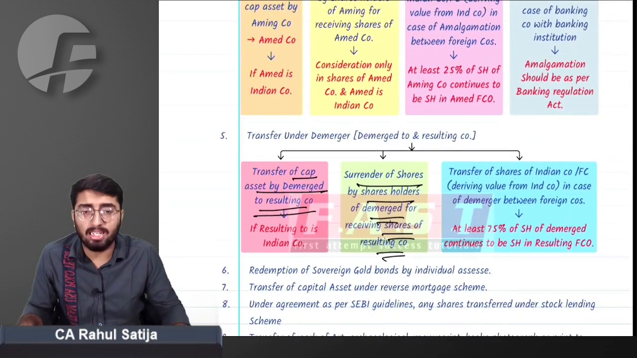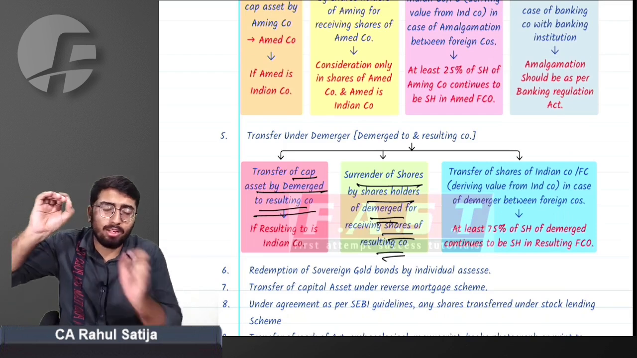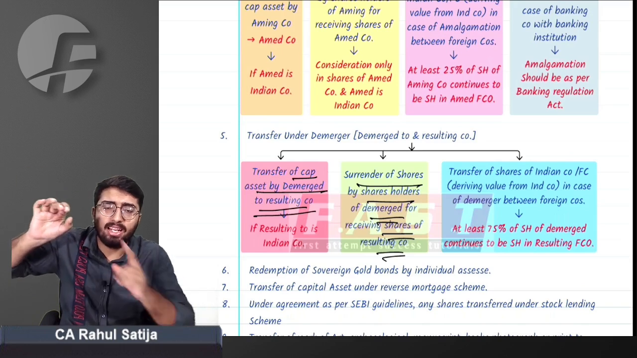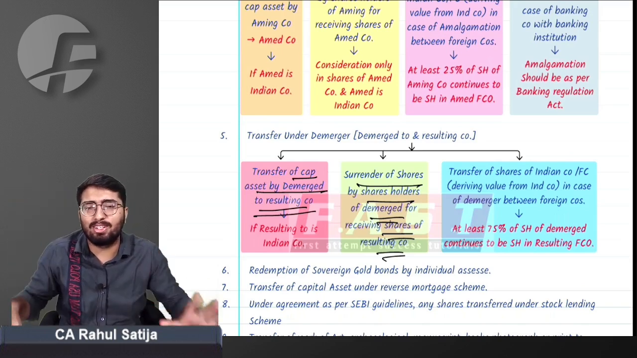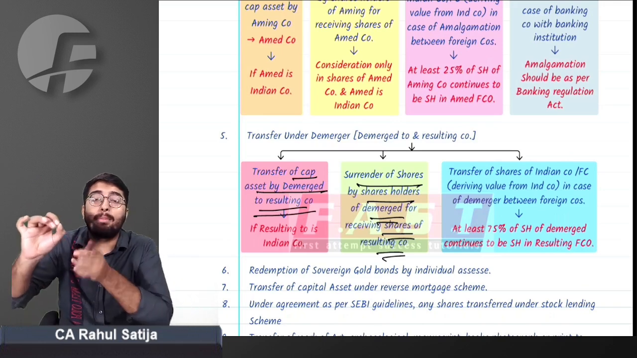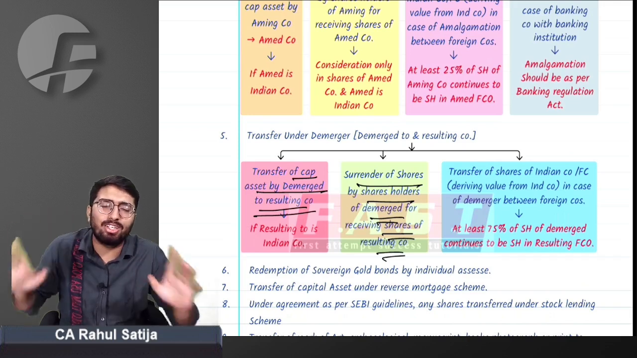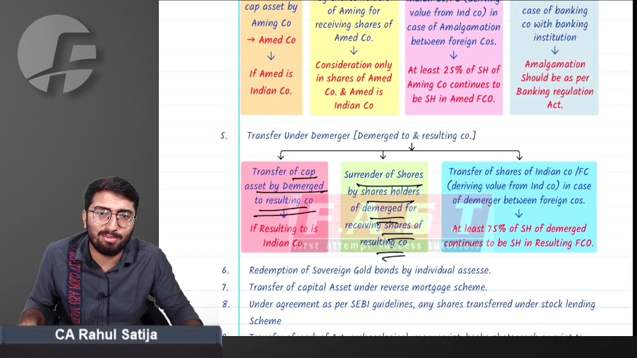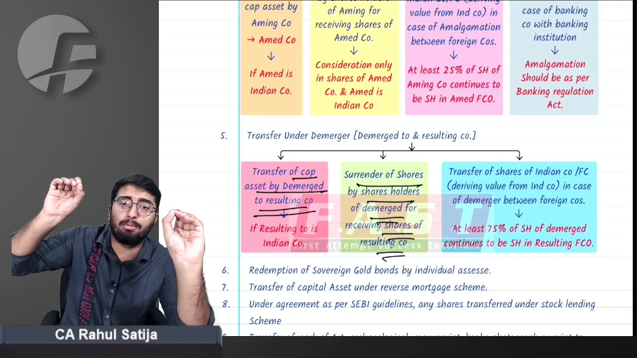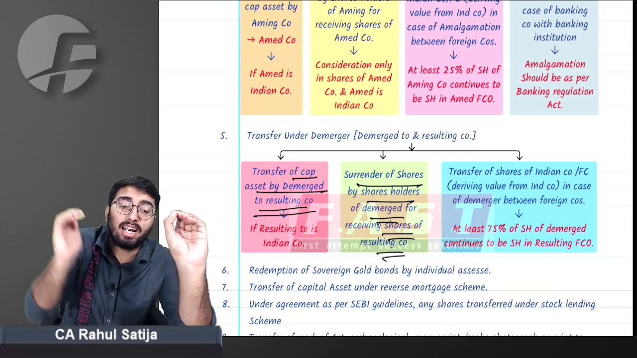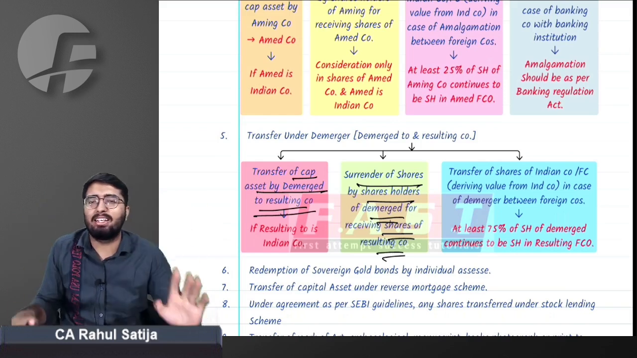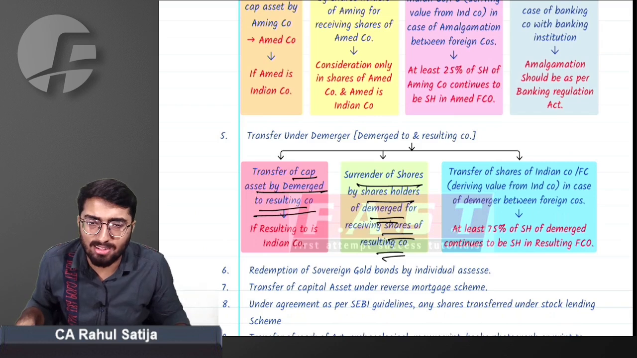Later on, we studied about transfer in case of demerger. When any company demerges into its resulting company, then any asset transferred from demerged company to resulting company will amount to exempt transfer. Any surrender value of the shares by the shareholders in demerged company and getting shares of resulting company in return will also be exempt transfer. And if any shares of Indian company are held by a foreign company and such foreign company does a kind of demerger and shares of such Indian companies are being transferred to such resulting company in that demerger, that transfer will also be exempt transfer.